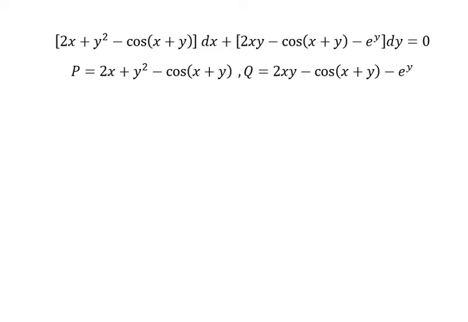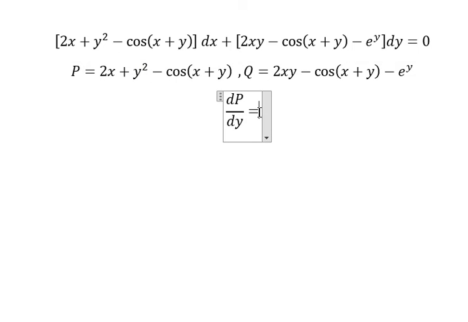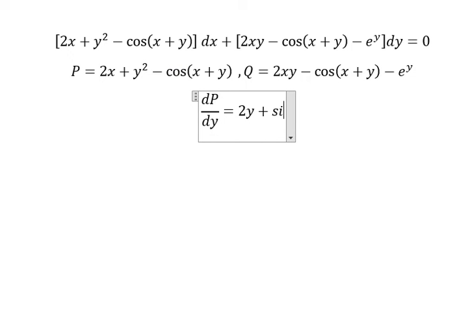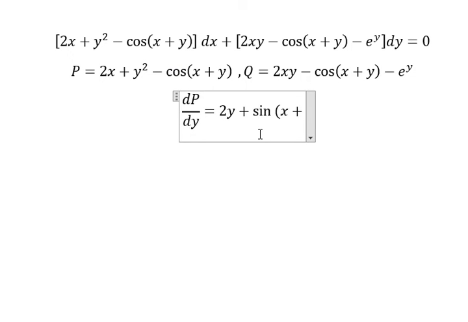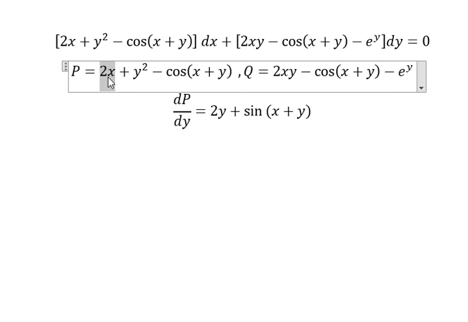We need to first take the derivative of P with respect to y. So we have y squared in here and cosine xy in here. The derivative of y squared, you get 2y. The derivative of cosine xy, you get positive sine xy. This one we don't have y, so you get 0.